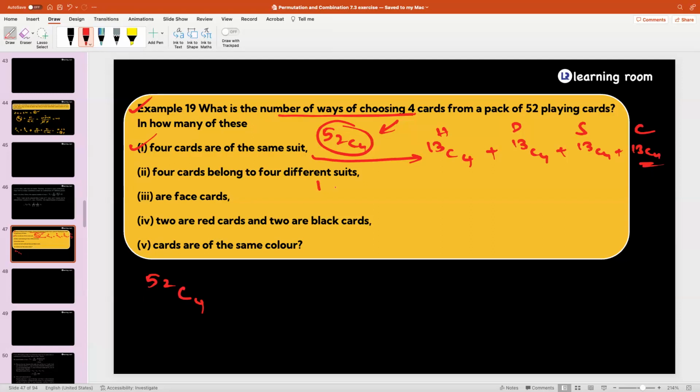No, sir. Okay. 4 cards belong to 4 different suits. So from the first suit, you will choose one. And from the second suit, you will choose one. And from the third suit, you will choose one. And from the fourth suit, you will choose one. So 13C1.